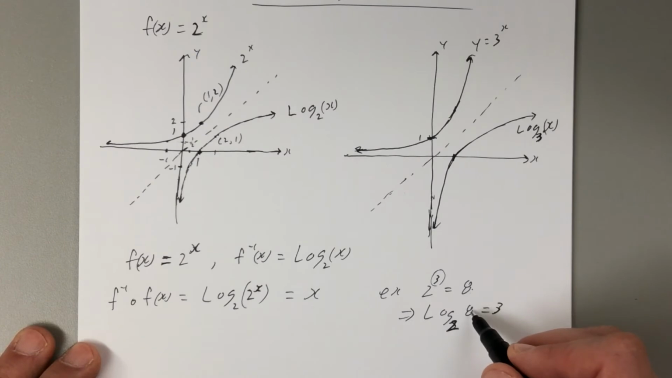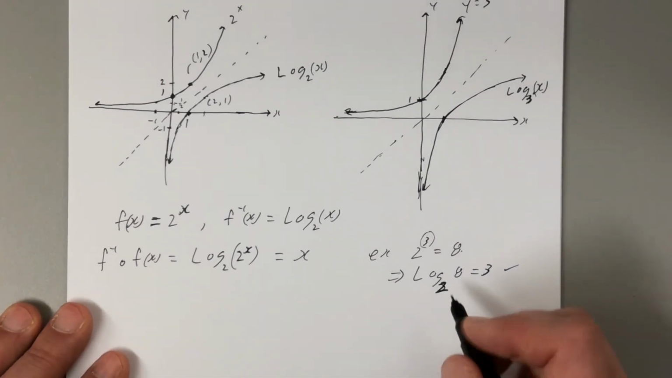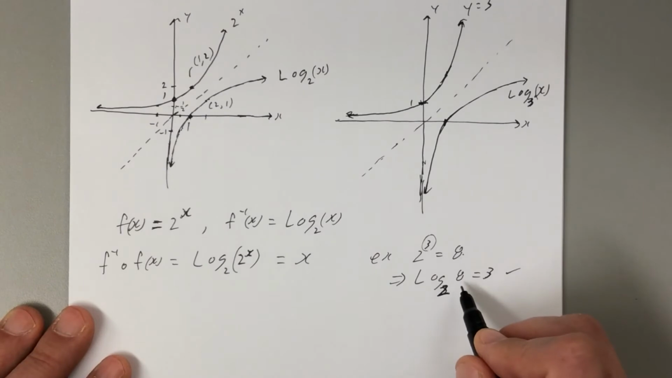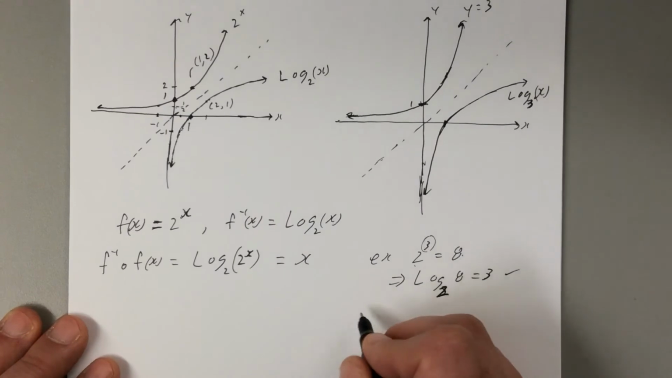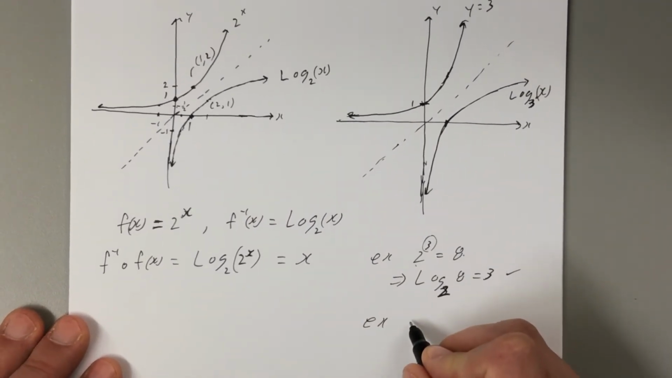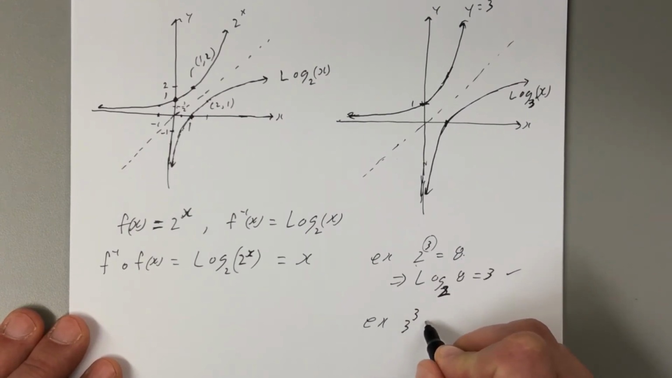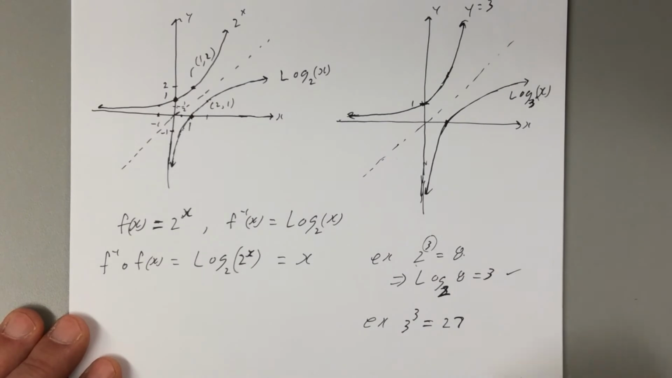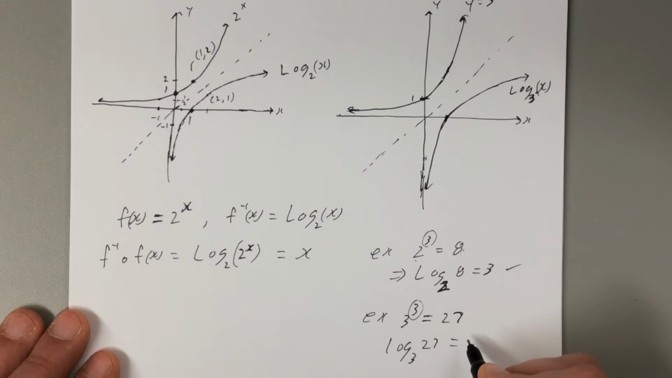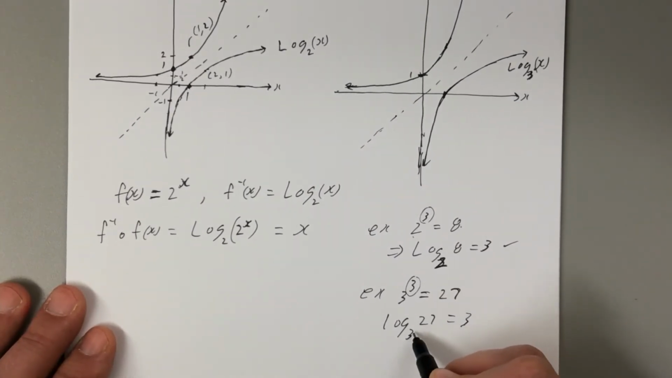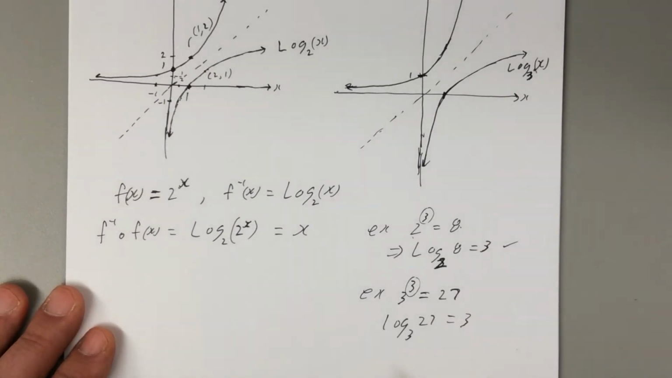We take the output and make it the input of the inverse, and we get that original input back. One way of looking at this without doing the whole thing: log base 2 of 8, if you want to evaluate that, you're just thinking 2 to the what equals 8. Another example: 3 to the 3 equals 27, so log base 3 of 27 equals 3. If you go 3 to the what equals 27, the answer is 3. That's how you evaluate logs.